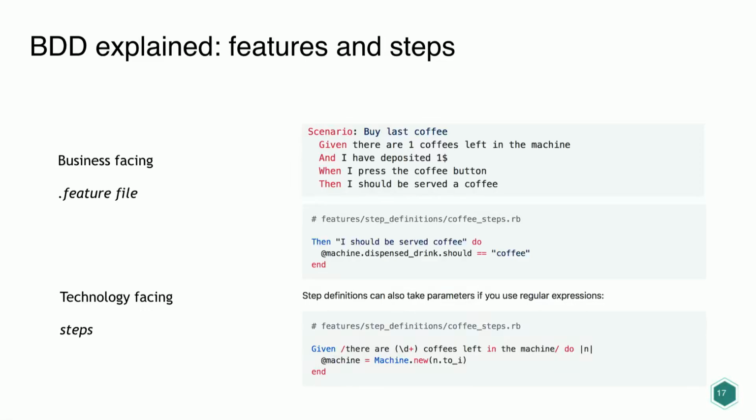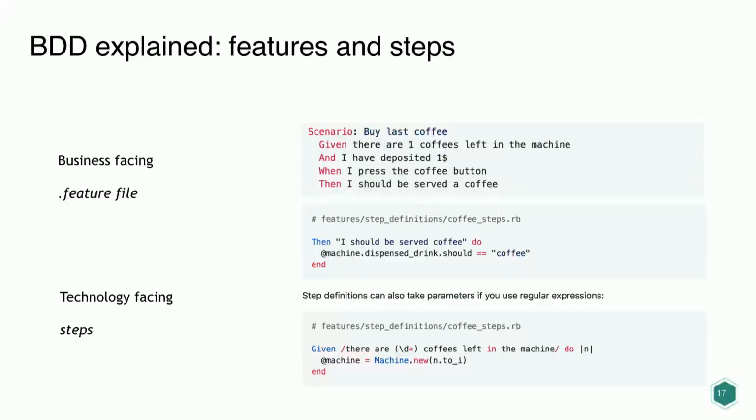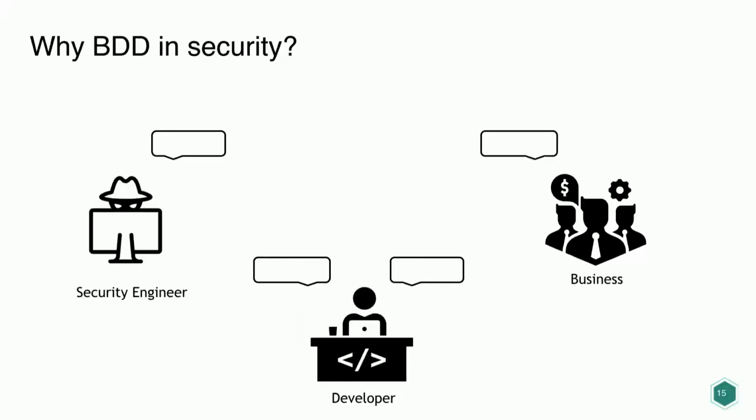The technology-facing part is what translates the business-facing part into code, right? In this case, we're using Ruby, and as we can see, the second function, the given, just initializes our machine with one element in it, right? So why BDD in security?